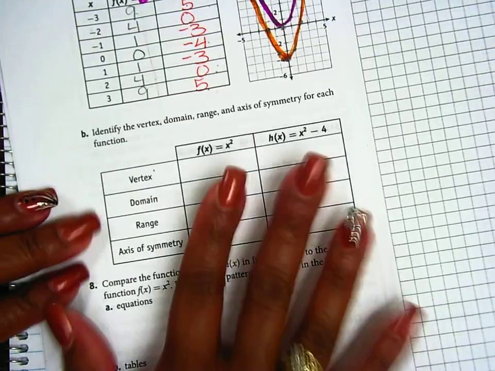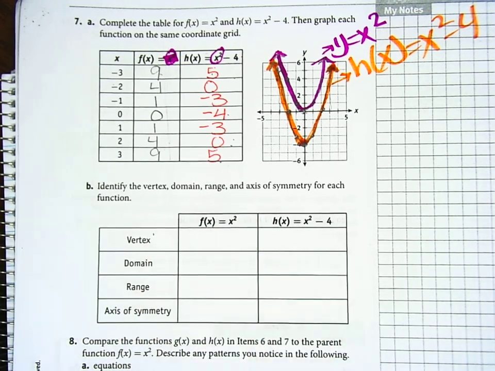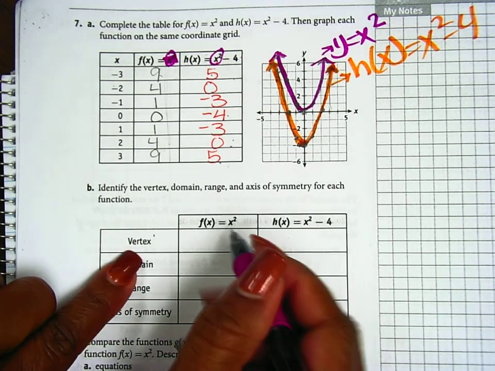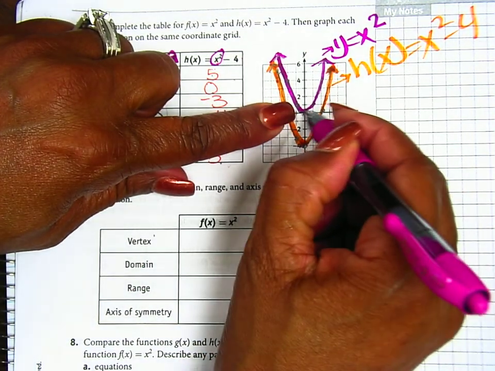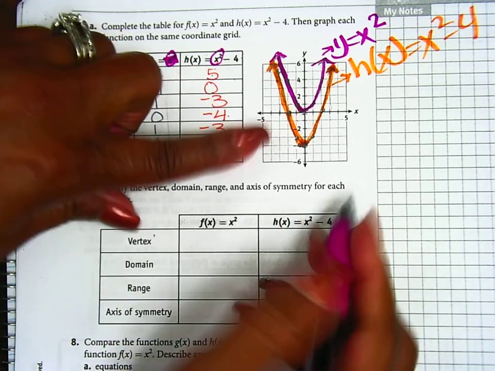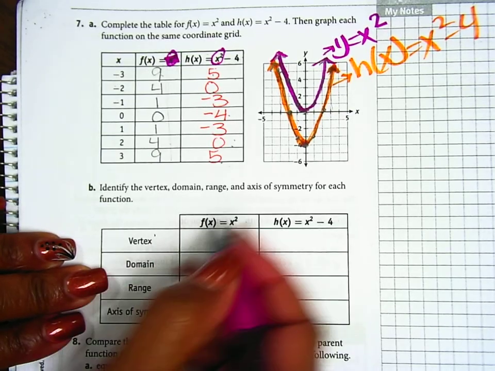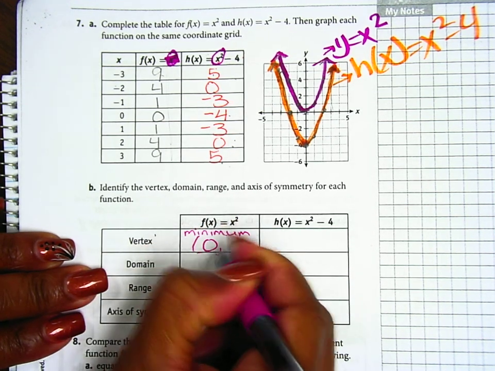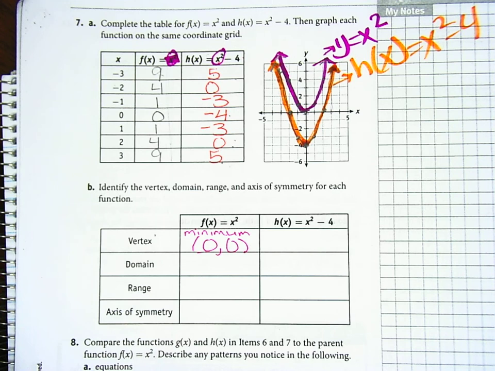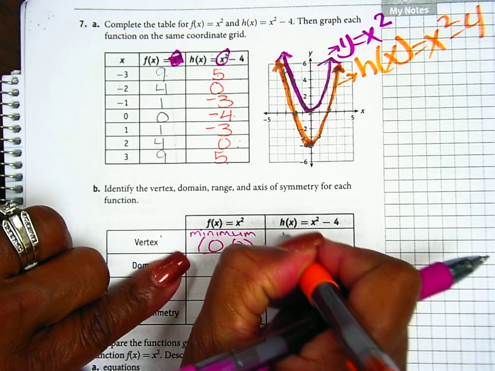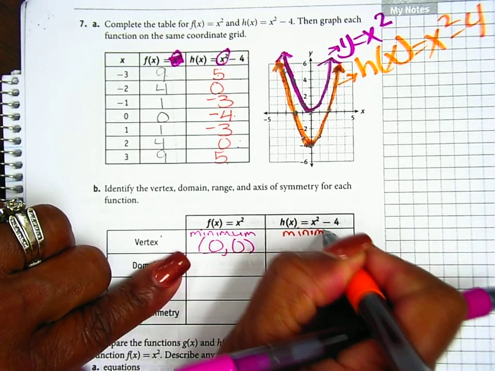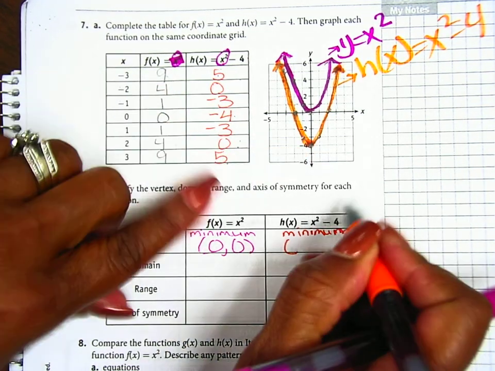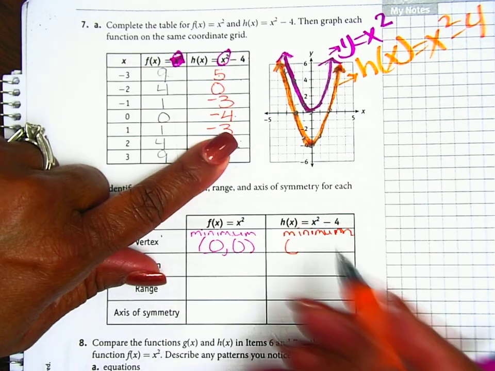Okay? So here, I'm making sure you see it this time, unlike on part 3 where I was down low. Anyway, here we go for part B. The vertex for the parent function is that minimum here. Both of these have a minimum because they open upward. So I'm going to put minimum so you know that the vertex, the minimum, is 0, 0. For h of x, it has a minimum because it opens upward. So that vertex, I can look in the table, is 0, negative 4.